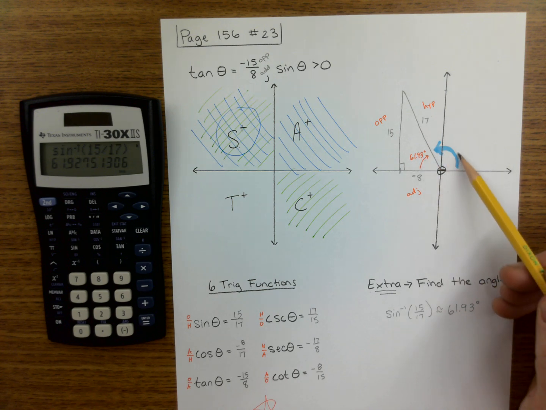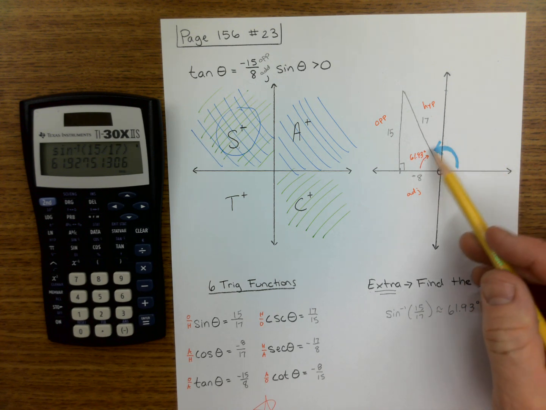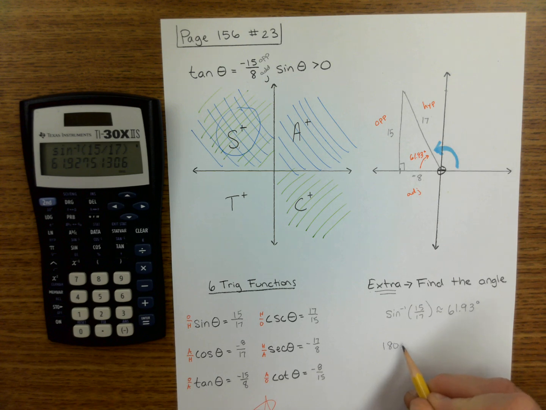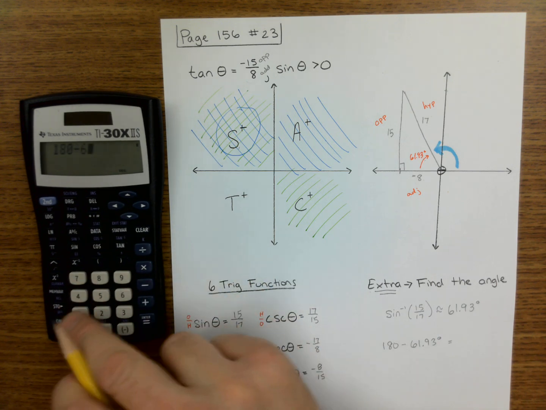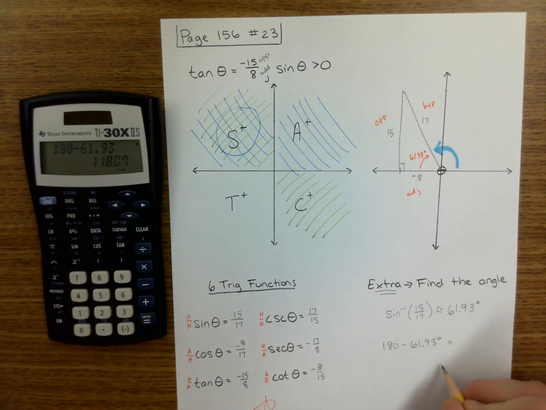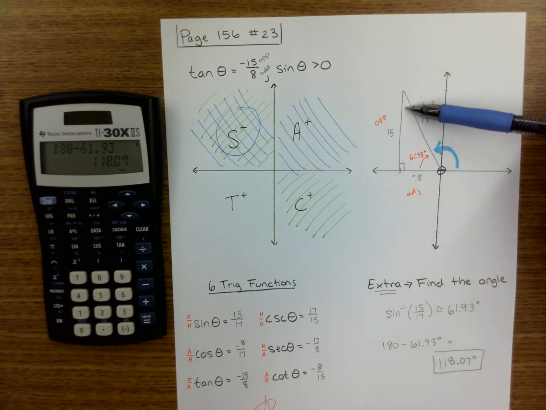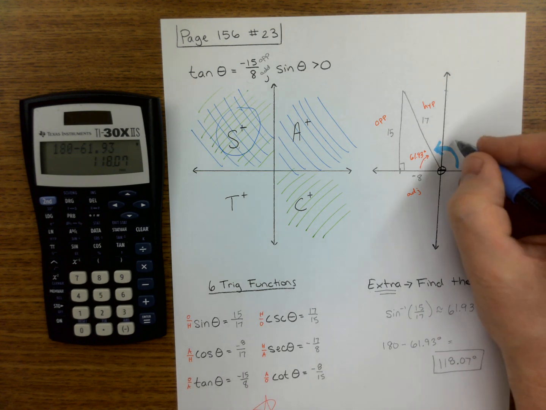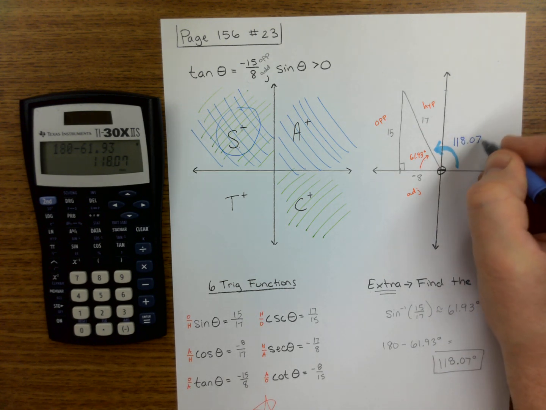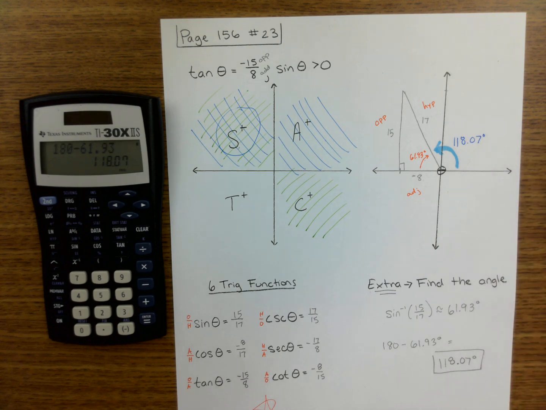I don't want that. I want this angle. So wouldn't that be 180 minus that? So 180 minus 61.93 degrees comes out to be 118.07 degrees. And we want to ask ourselves, is that reasonable? Well, since we drew our triangle to scale, it's fairly reasonable. And does this look like a 118 degree angle? It does to me. All right, I hope this helps.